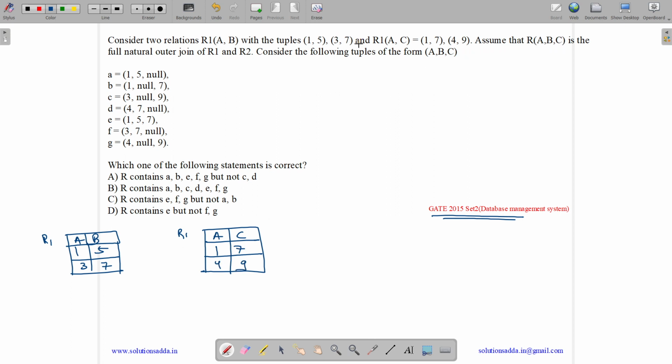Suppose that R(A, B, C) is the full natural join of, so this is R2, sorry, this is R2. So R(A, B, C) is the full natural join of R1 and R2. So R is R1, full natural join, this is the symbol for full natural join, of R2. So what is a full natural join? It is nothing but left outer join union right outer join.